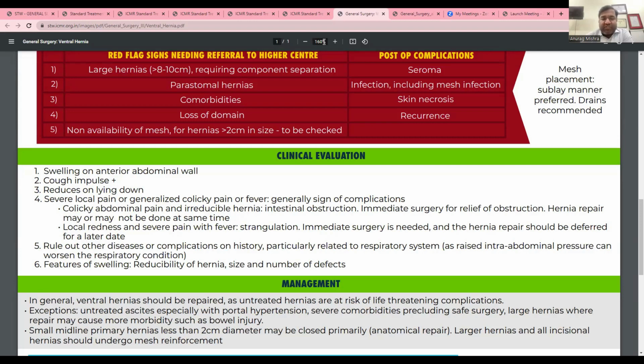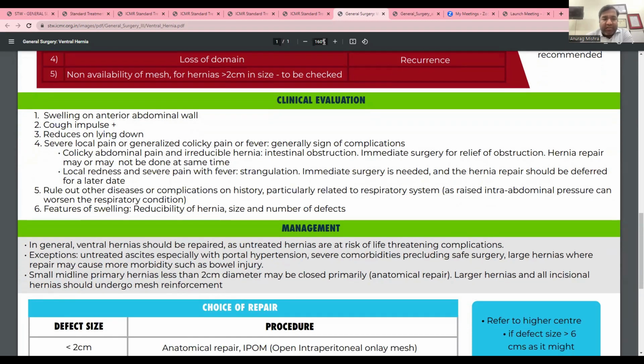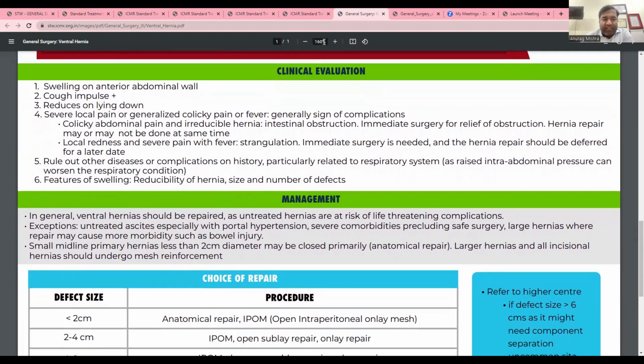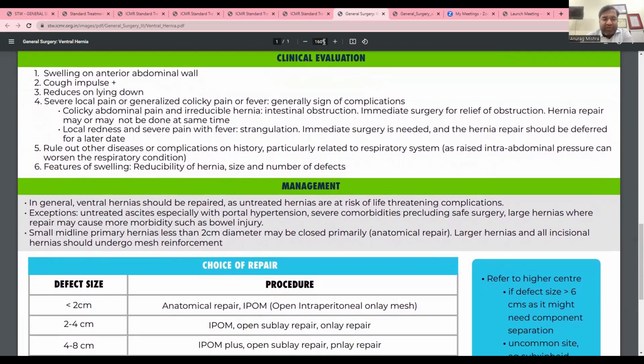The post-op complication list was there mainly to explain to the patient in the pre-op period that these can be the complications which they might have. The same clinical evaluation which is there above is given in more detail. And this is the table I was talking about, the choice of repair table.